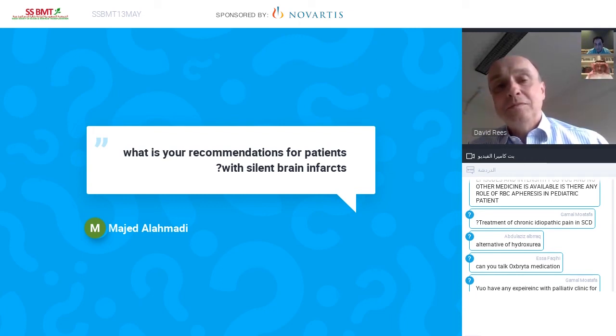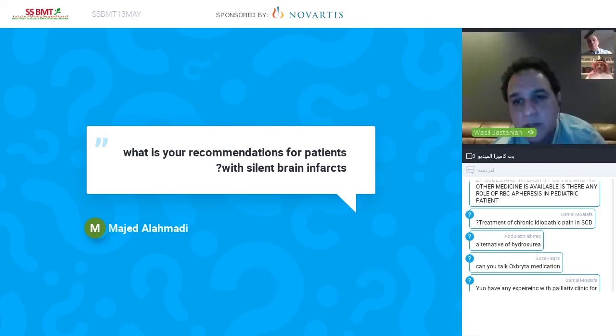Although there's no strong recommendation to screen for silent infarct, we use a similar approach. We screen our children when they're able to go to the MRI without sedation. So around 7, 8, 9 years, we do an MRI, MRA to look for silent infarcts. And if they have a silent infarct, we counsel our patients between transfusion and hydroxyurea, telling them the pros and cons of both approaches.